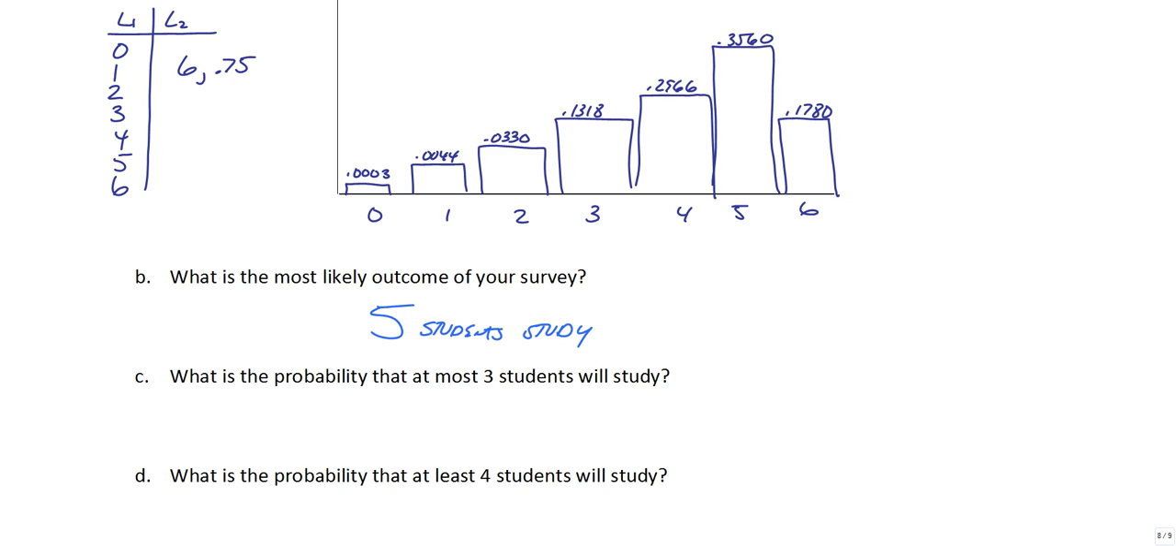What's the probability that at most 3? So at most means 3 students are going to say it. So that means we have to add our results for 0, 1, 2, and 3. And if you were to add all of those up, you should end up with something like 0.2091. And when it says at least 4 students, that means 4 is the least. So 4, 5, or 6 students say, I'm going to study. Add those results up, and you should be at 0.8306.